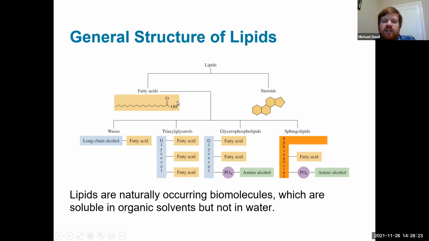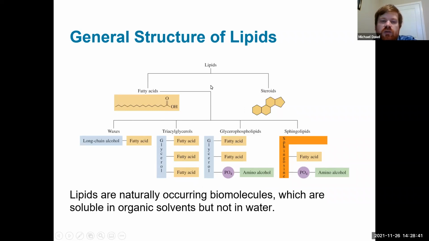Fatty acids actually produce waxes, triacylglycerols, glycerophospholipids, and sphingolipids. So the phospholipid classes here. And again, these are naturally occurring. They are soluble in organic solvents, but they're not soluble in water.